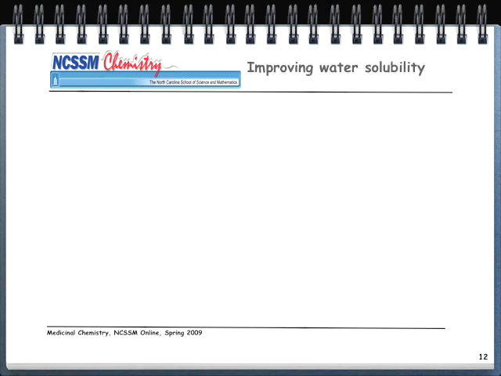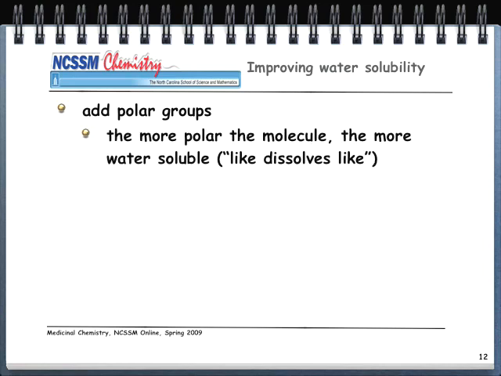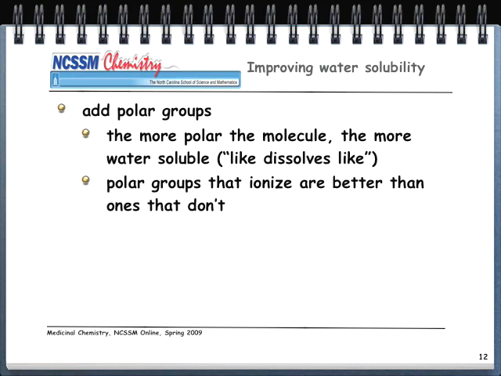Okay, improving water solubility. There are some ways we can do that, and this comes directly out of the textbook, so this is hopefully reinforcing the reading for this week. We can certainly add polar groups. The more polar the molecule, the more water soluble, because again, like dissolves like. Polar groups that ionize are better than polar groups that don't ionize.